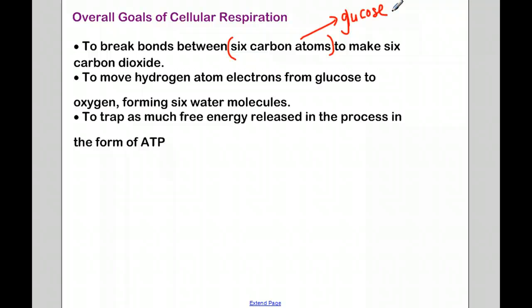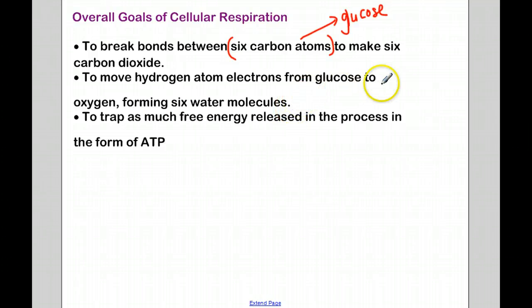Remember, glucose is made of carbon, hydrogen, and oxygen. And eventually we want to make carbon dioxide. And so think about 6 carbon dioxides would need 6 carbons. And so we're starting with glucose, we're breaking it down in a series of reactions to eventually get some carbon dioxide. Goal number 2, hydrogen is also a part of glucose. So we want to move hydrogen atom electrons, so just the electron portion of a hydrogen, from glucose over to oxygen. And that process actually makes us some water molecules.